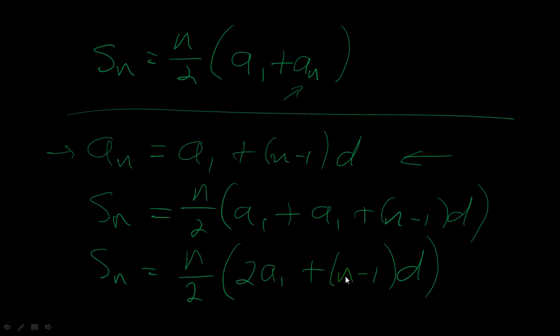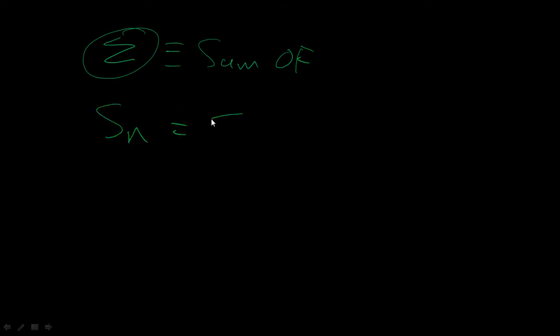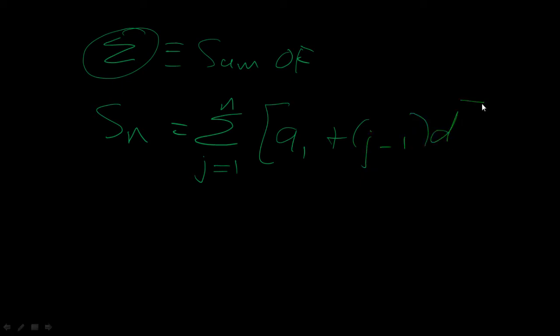That is the basic definition of our arithmetic progression. Now this formula gives the sum of n terms of an arithmetic series. Furthermore, using the mathematical symbol sigma, which is defined as the sum of, we can write Sn is equal to the sum from j equal to 1 to n of a1 plus (j minus 1) d, where d is the common difference.